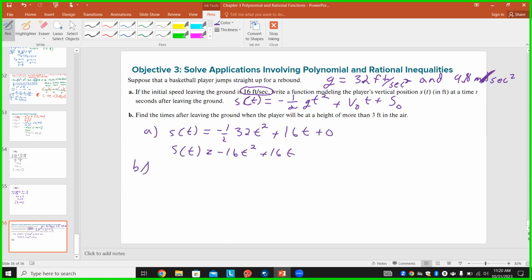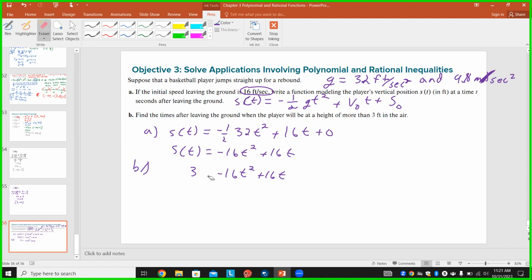All right. Part B says find the times after leaving the ground when the player will be at a height of more than 3 feet in the air. So if you're trying to find the times at which you leave the ground where your height is 3 feet, S is basically your height. So this would just be set equal to 3. You are correct. I didn't even see that word.